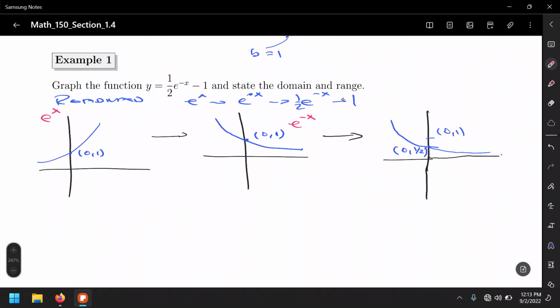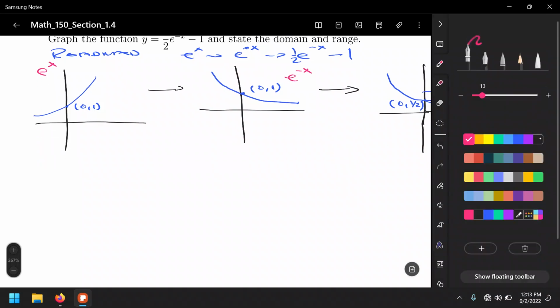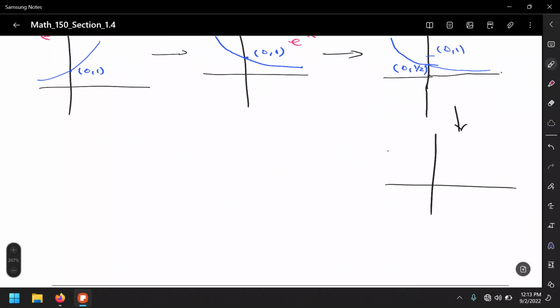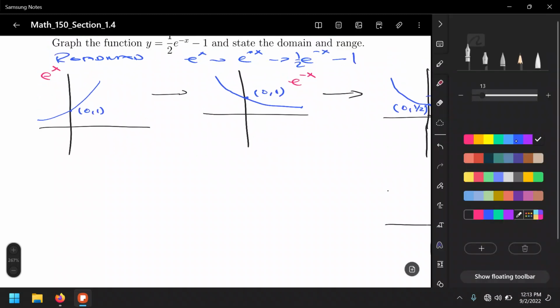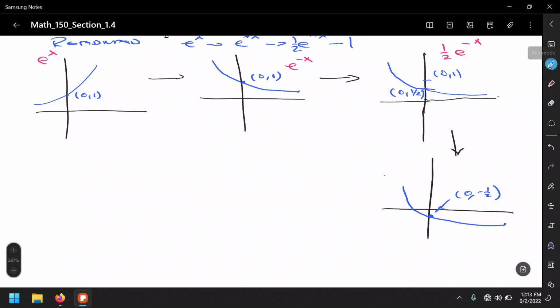So when we shift these functions down, let's first label 1/2 e to the negative x. And the last transformation, the last shifting, is a shift down. It's going to be 1 unit down. All right, and that's going to be instead the point 0, -1/2.